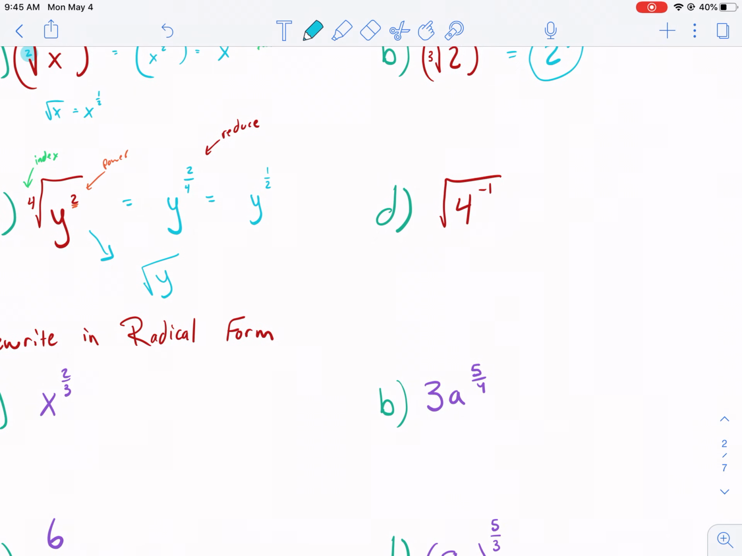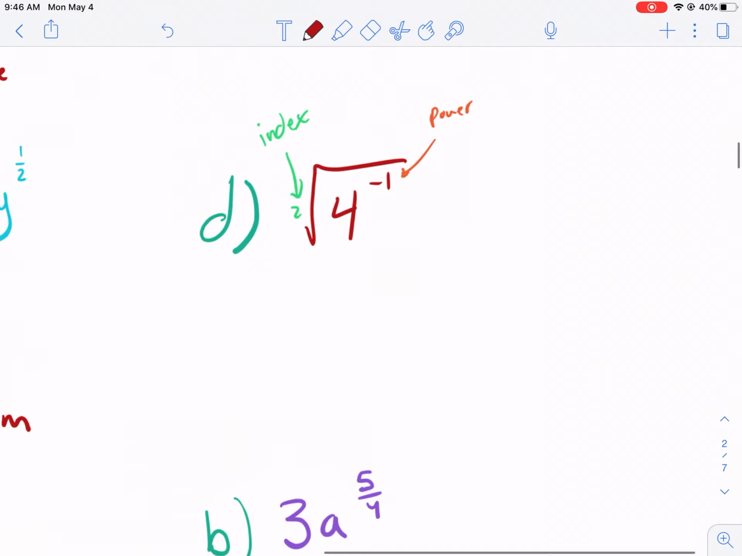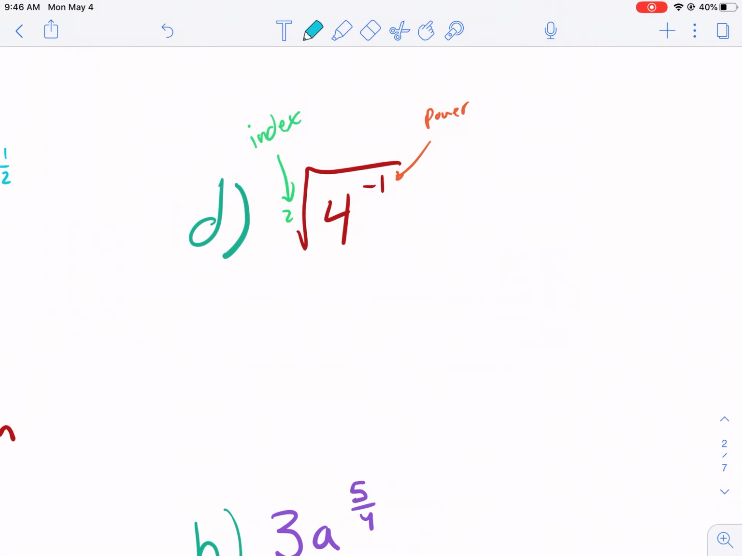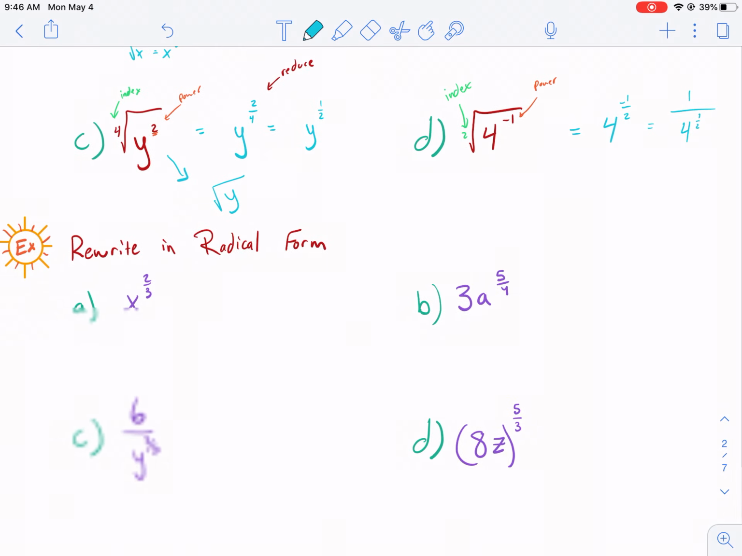Here we have the square root of 4 to the -1. Again, let's highlight our index. Okay, it doesn't look like we have an index, but the index, there's an applied 2. And then let's highlight our power, which is -1. So we could write this in exponential form. Let's stay consistent. 4, power goes in the top, index goes in the bottom, 4 to the -1/2. Now, as you recall, we could also write this as 1 over 4 to the 1/2. That's what you do with negative exponents to make them positive.